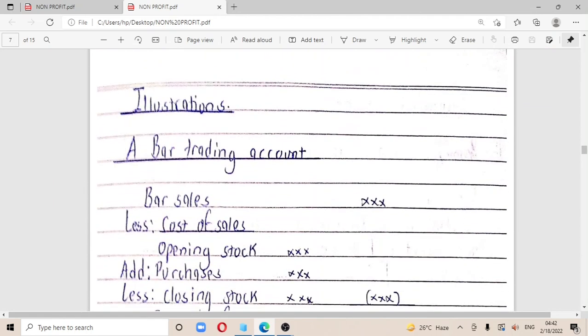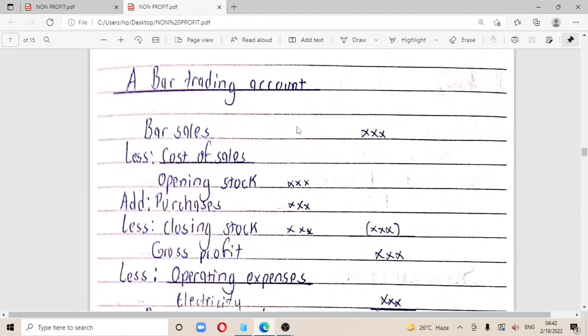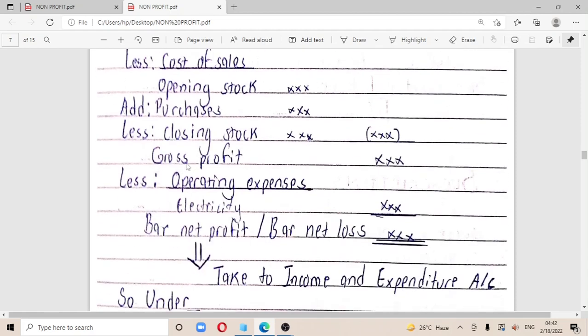So here is an illustration of a bar trading account. You can have your sales, less cost of sales, where you have opening stock, add purchases, less closing stock, and then you get your gross profit. Then from this gross profit you less operating expenses, for example your electricity. If you have some other incomes, you can add them here, and then you less the operating expenses, and then you get a bar net profit or bar net loss. When you get a bar net profit or bar net loss, you have to take it to the income and expenditure account.